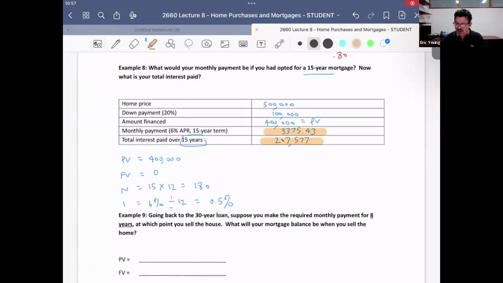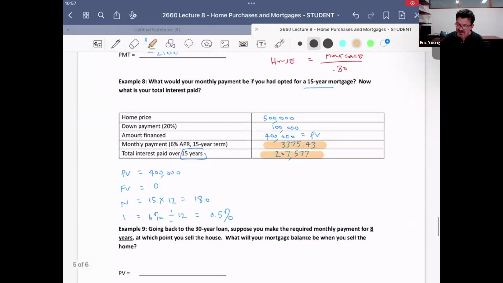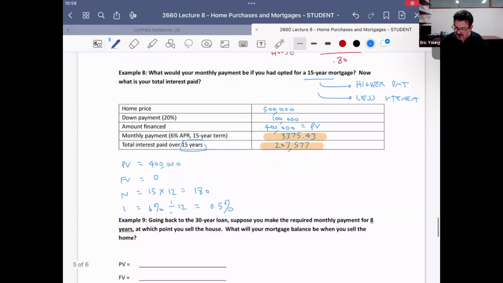Okay. So now we've seen the 15-year loan. So what's the conclusion? With the 15-year loan compared to a 30, you're going to have a higher PMT, but you're going to pay far less interest. And that's finance and economics, my friends. There's always a trade-off. You have to find the middle ground that brings you the comfort zone between a higher payment and a lower interest burden. Okay. But anyway, that's the 15.